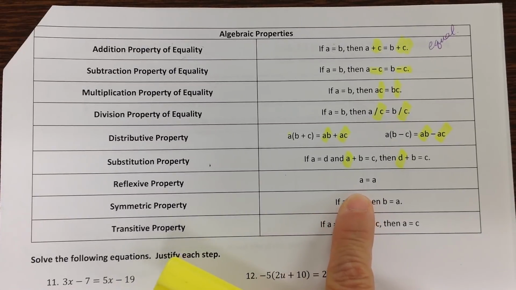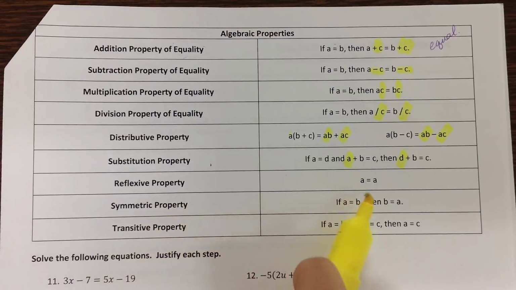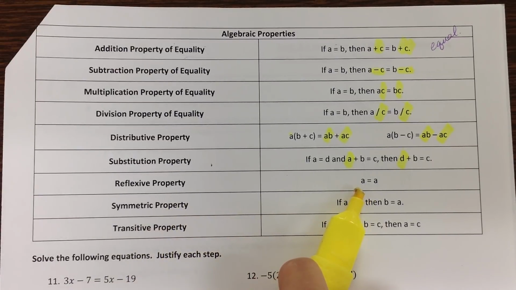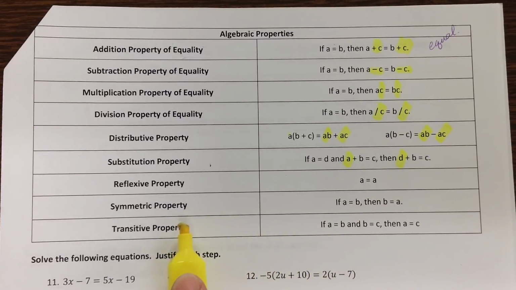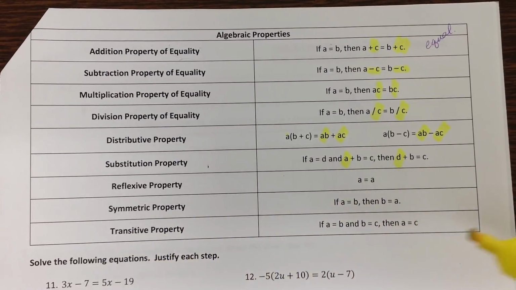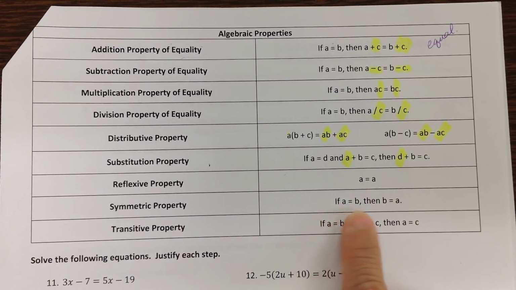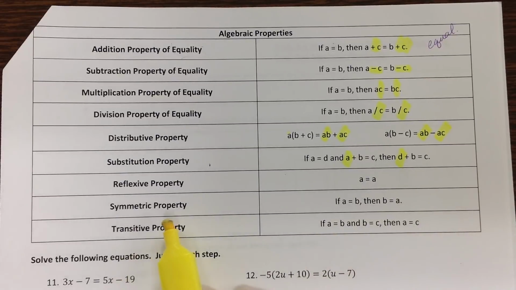This one seems kind of silly, but you're going to use this a lot. It's called the reflexive property, and that just means that if I know that A is equal to A, right? It's equal to itself. Anything is equal to itself. The symmetric property is a little bit different because now it's saying that if A equals B, then B equals A, meaning you can say it in either direction. If you can say it in either direction, then it's symmetric.